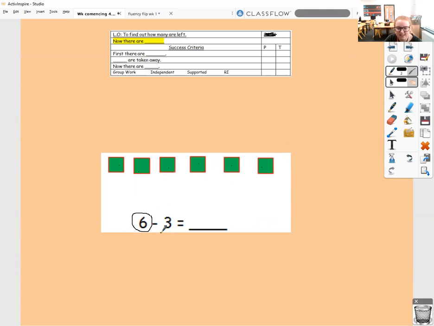Then, how many am I taking away? I'm taking away 1, 2, 3, because that's what our number sentence tells us right here. So first I have 6, then I'm taking away 3. How many squares do I have left? I have 1, 2, 3 squares left.